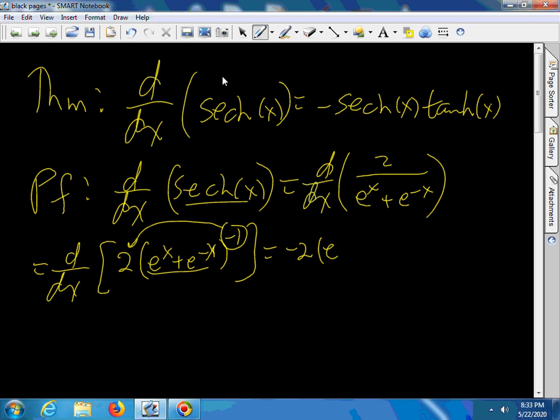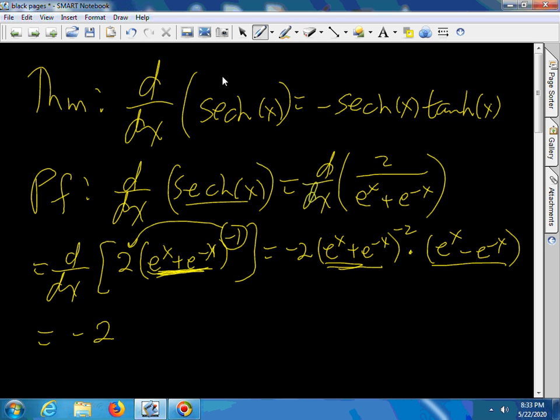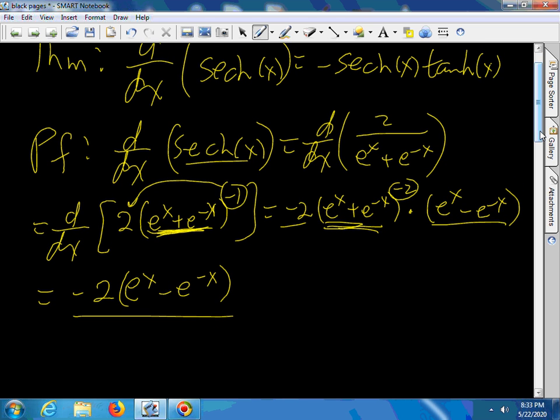General power rule: keep the function the same, make the new power 1 less, and then multiply by the derivative of what's inside. You can look here or here, and you'll get e to the x minus e to the negative x. Okay, so here's negative 2. I'll write the last function next, because this has a negative exponent, and I plan on putting it in the denominator. E to the x plus e to the negative x quantity squared.